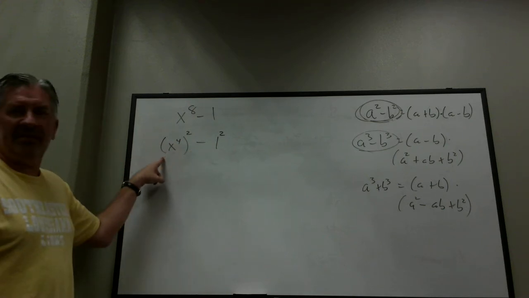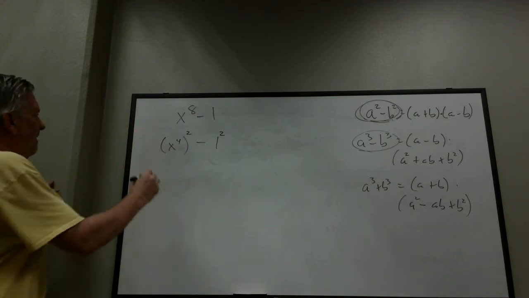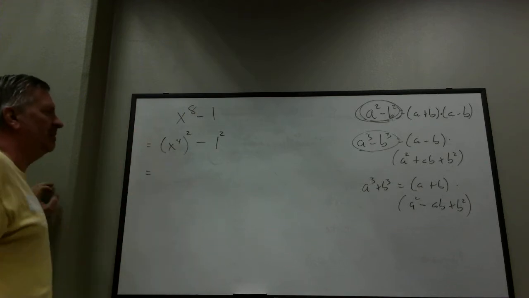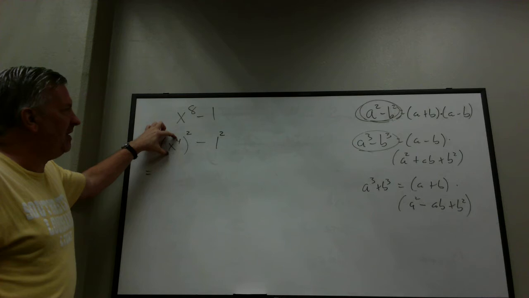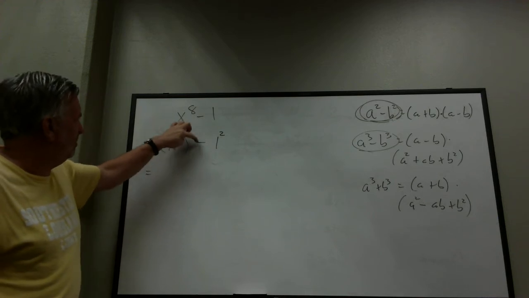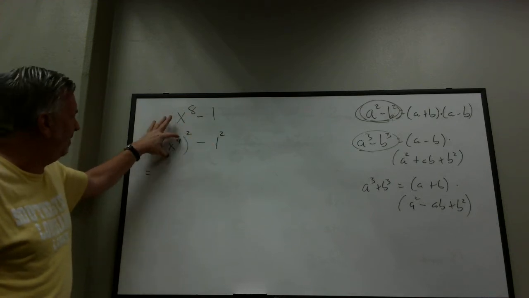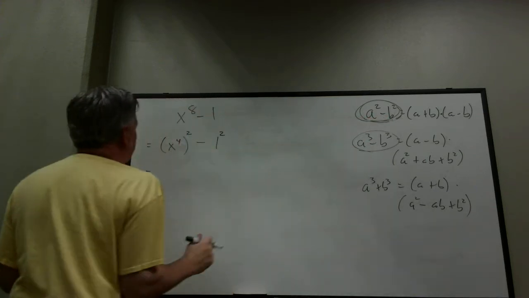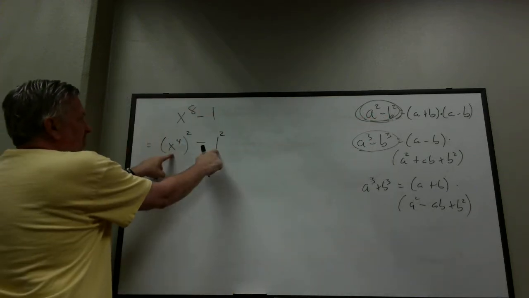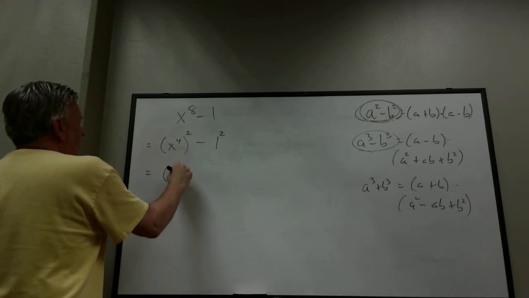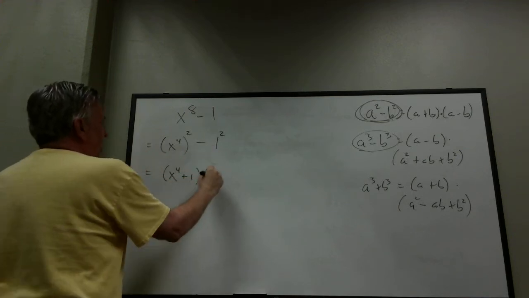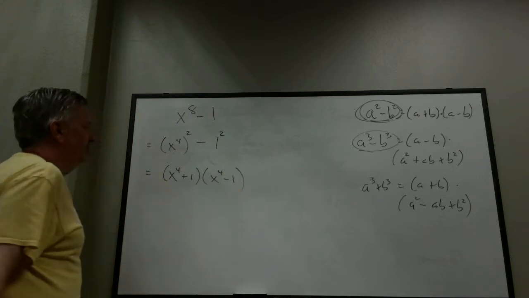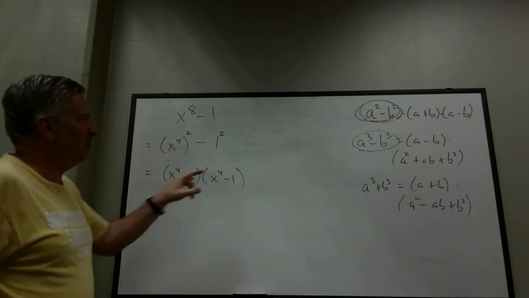So I can do this as a difference of squares. Let's go ahead and finish this as a difference of squares. This is like my a squared minus b squared, where a is x to the 4th, and b is 1. So what do you do to factor with the difference of squares? You add the two things together, that's x to the 4th plus 1, and then you subtract them, that's x to the 4th minus 1. That's what the rule says.